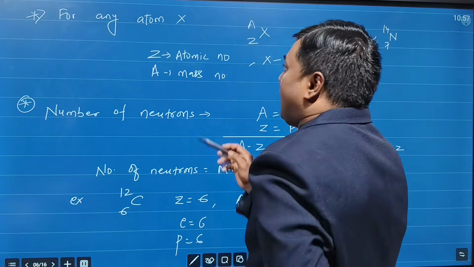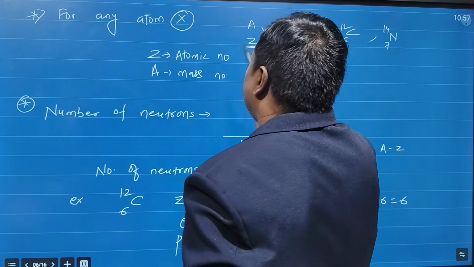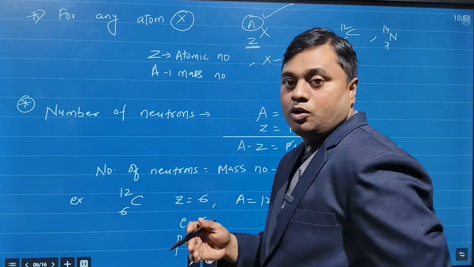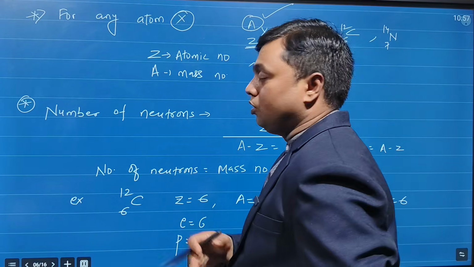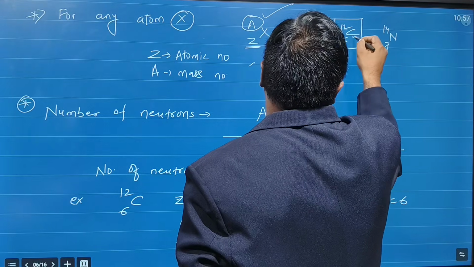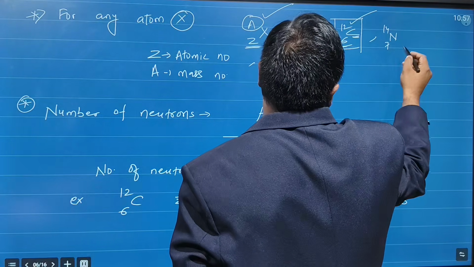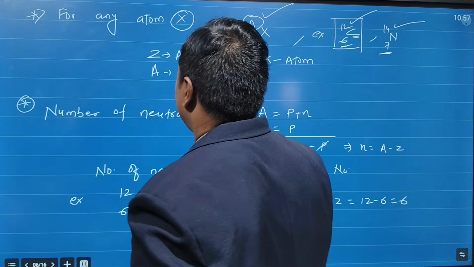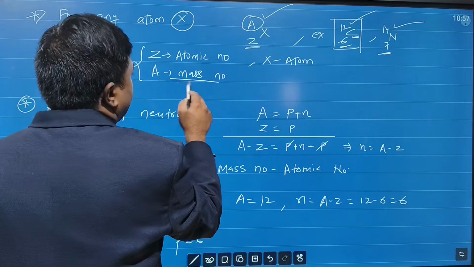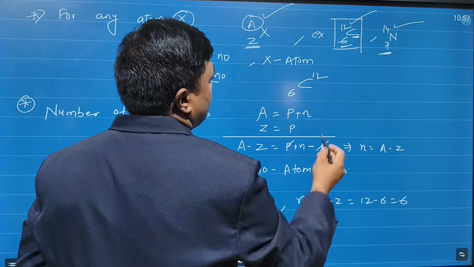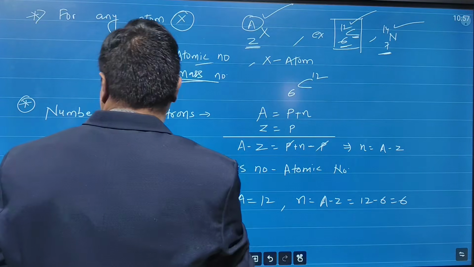Generally for any atom X, the atomic number we write at the bottom left, and the mass number at the top left. Some books also write it on the right side. You can see here carbon, C, is the atom, atomic number is 6 and mass number is 12. Nitrogen, atomic number is 7, mass number is 14. So Z is the atomic number and A is the mass number. Some books write it like this, 6, 12 also. This is the mass number, this is the atomic number.